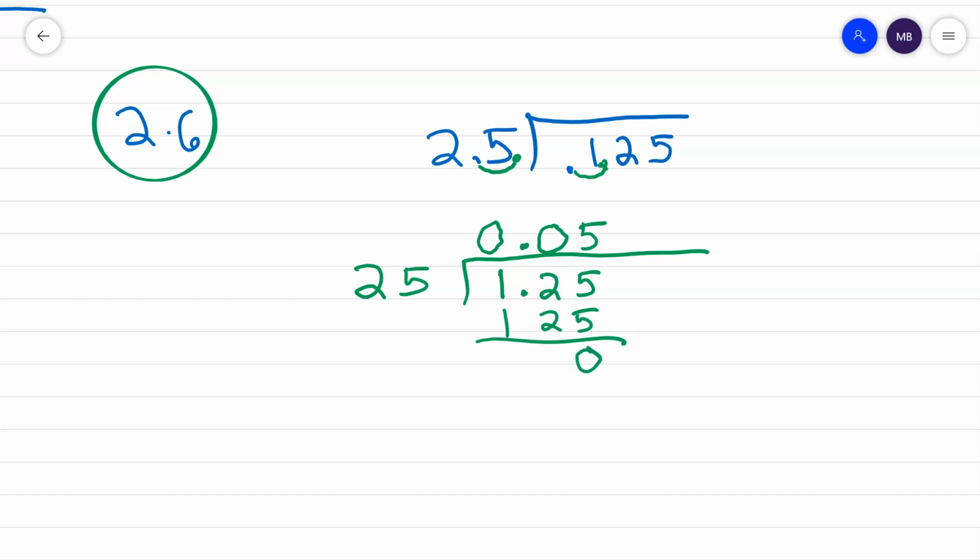Again, I would check my work. What is 25 times 5 hundredths? It's going to be like we just worked out. It's 125 if I have 5 quarters. But there's 1, 2 places with the decimal, 1, 2 places with the decimal.